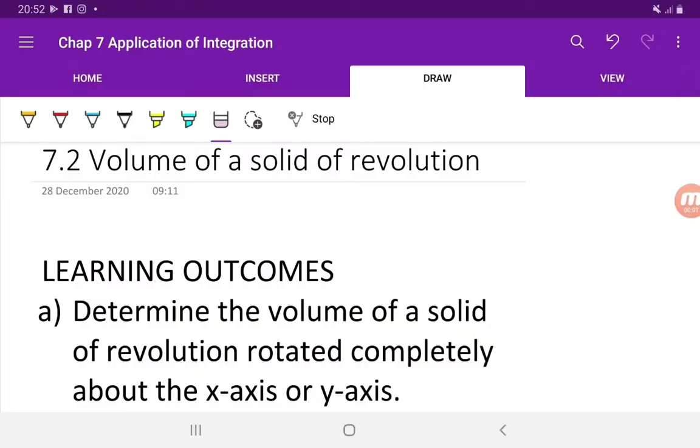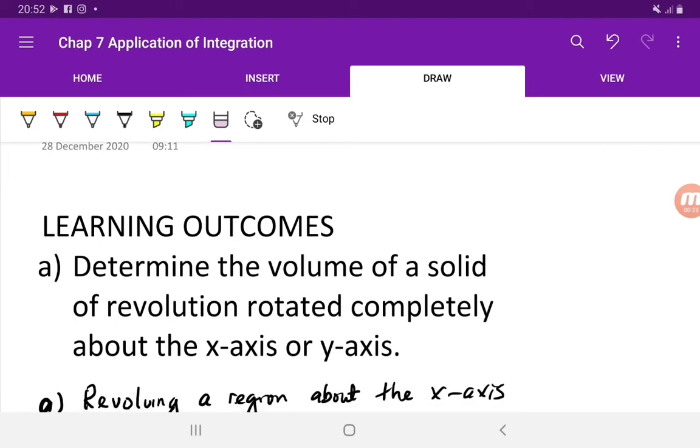For the class, we're still in section 7.2, volume of a solid of revolution. The previous examples show how we find the volume of a solid of revolution rotating completely about the x-axis. Now we need to proceed to how to find the volume of a solid of revolution rotating completely about the y-axis. Okay, now we will proceed to example 3.